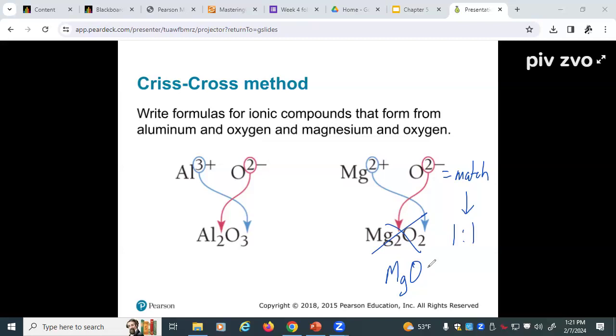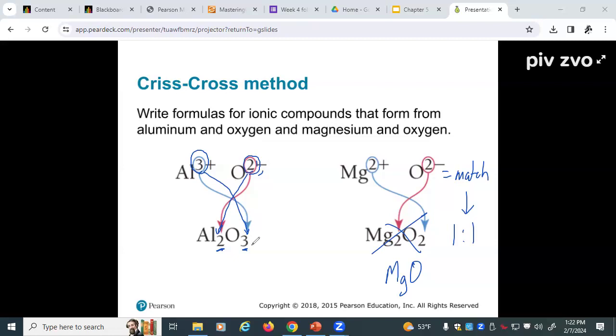So I've got aluminum and oxygen there. The aluminum's a 3+, the oxygen's a 2-. Obviously, they do not match up. If I put 1 with 1, I'm going to have a leftover positive charge, and I can't have that. To make the formula correct, I'm going to take the charge for the oxygen and make that the subscript of the aluminum. I'm going to take the charge of the aluminum and make that the subscript for the oxygen. That's what's called the crisscross method.